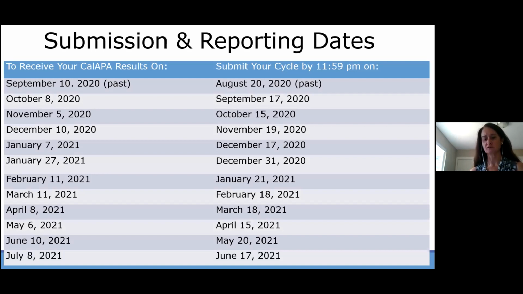So you can see there the first submission window was on August 20th, and anyone who submitted by that date would have received their results today. Then moving on through the remainder of the 2021 academic year, you can see when the other submission dates are. This information is also available on the main CalAPA homepage on the CalAPA website, so candidates also have access to this information.